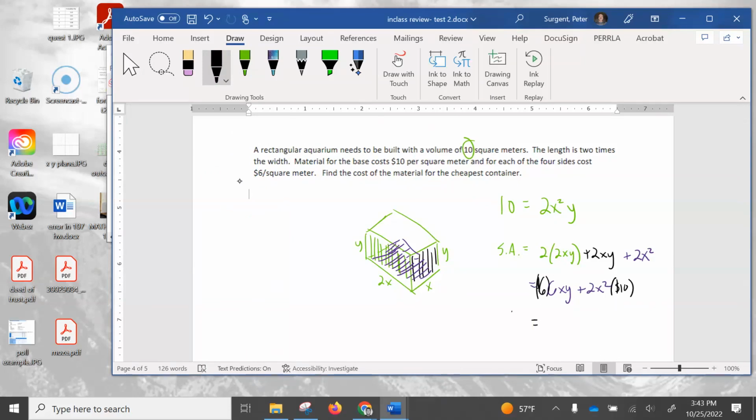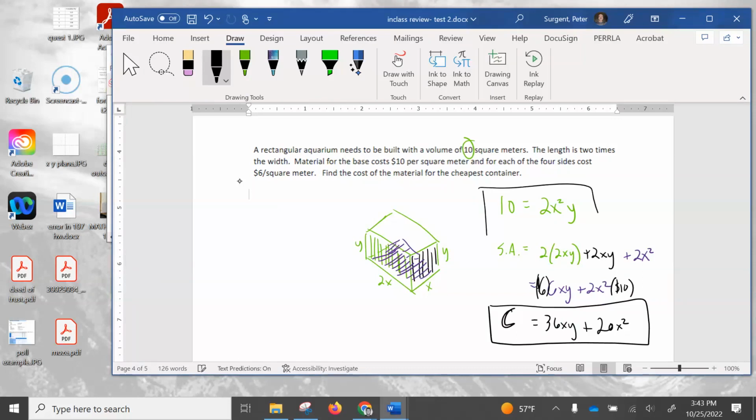So your cost equation, right? I knew the cost was going to be just a multiple of the surface area. So the cost equation would be 36xy plus 20x squared. Yes. And then here's the issue, like usual with these. I've got a function I want to do calculus on. That's what I need to optimize, right? Take derivatives, set to 0, and so on. However, it's a function of 2 variables, right? And that's why we come back to our secondary equation. If you solve this for y, divide both sides by 2x squared, 10 over 2x squared, or 5 over x squared, right?